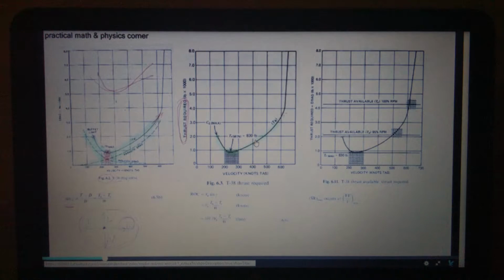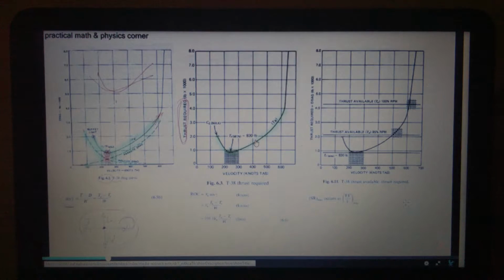It is the same curve with the same features. It has a stall on the left, minimum point in the middle, and then increasing thrust required as speed goes up. And based on that, we also have a minimum point where the thrust required will be at the minimum, which is the same point as the minimum drag point, or L over D max point.